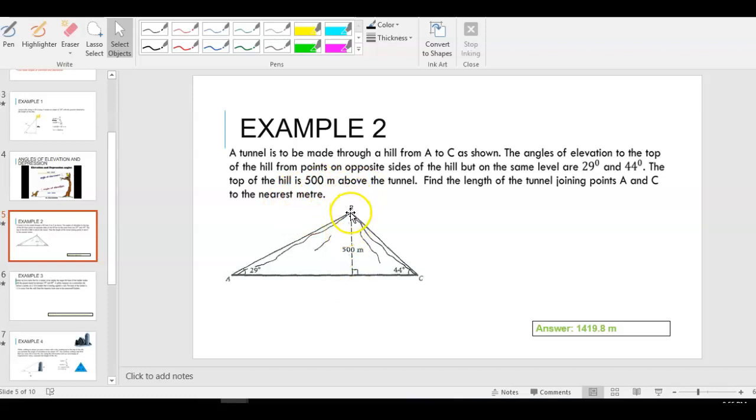So this is the top of the hill. We're taking a vertical line every time we talk about height. Find the length of the tunnel joining points A and C to the nearest meter. All right.